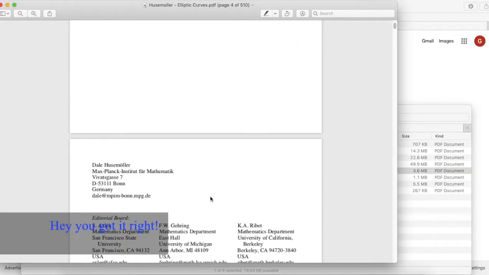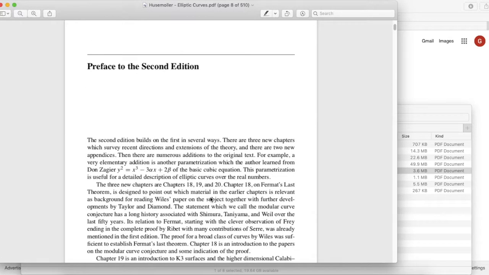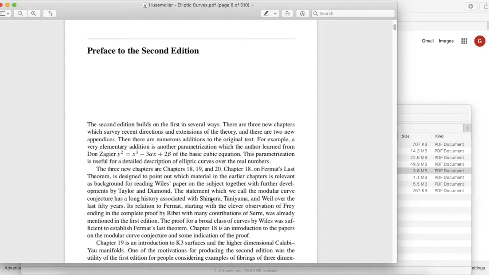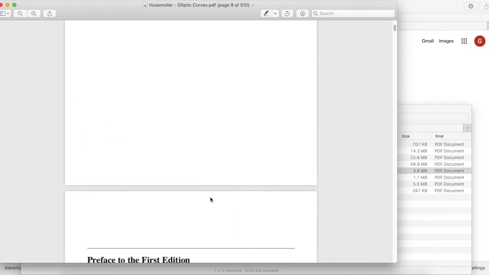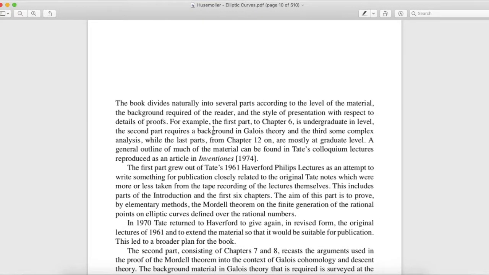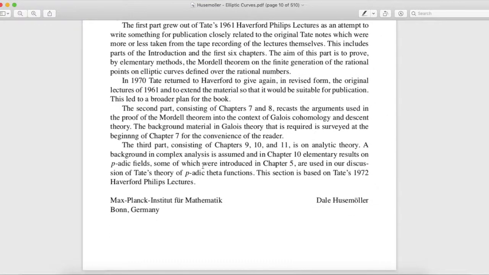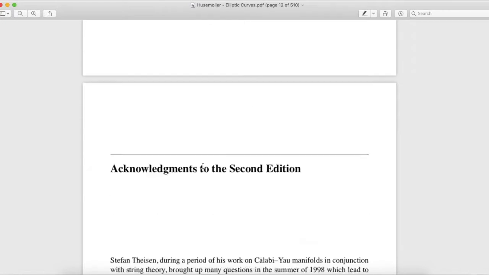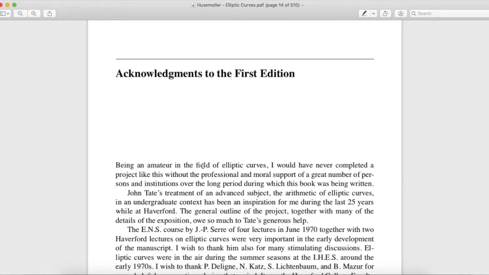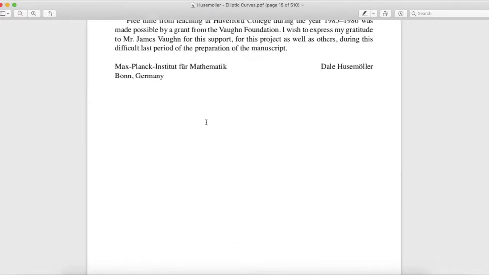Graduate text. I have to say, given that the undergrad book, that first one we looked at, seems to be pretty good, I don't think we should start with a graduate text. I think we should start at least with the undergrad text, at least till we get a sense of what's going on, because I don't think that is going to be easy. Being an amateur in the field of elliptic curves, I would never have completed a project like this.